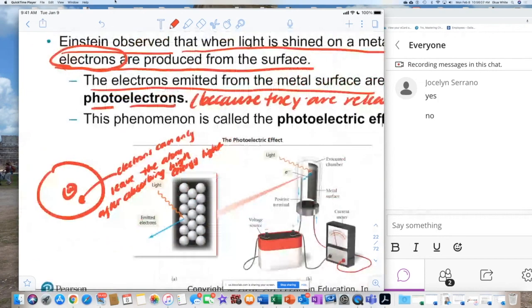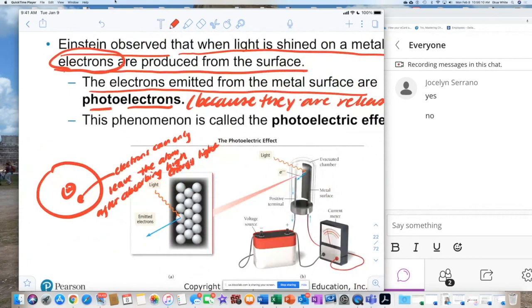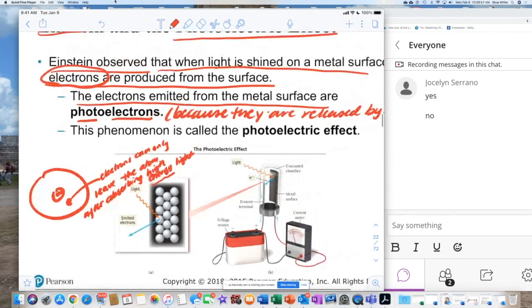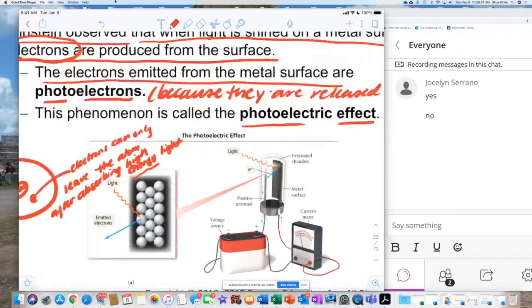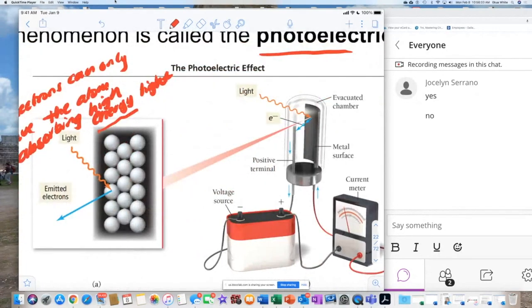So these electrons weren't just leaving because they wanted to leave. They absorbed high energy light, and the source of this energy was light. Okay, so it's really the energy they're getting here, which is from the light. So that's why they're called photoelectrons. This phenomenon is called the photoelectric effect. So it's showing you what's happening here. Light comes from an outside source, goes inside the atom.